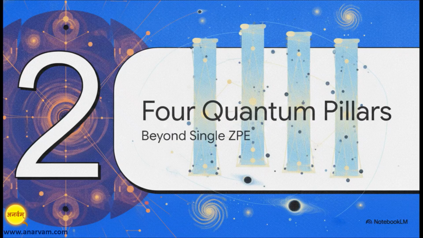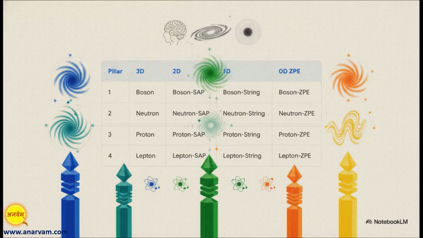Which brings us right to Section 2, the 4 quantum pillars, challenging the single ZP assumption. So the absolutely crucial point here is that to move forward into this non-material realm, we have to challenge a standard assumption in quantum mechanics.